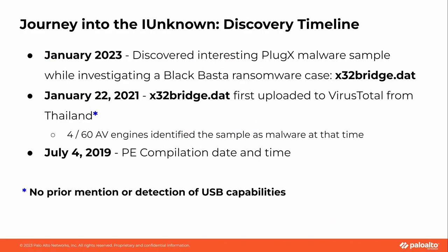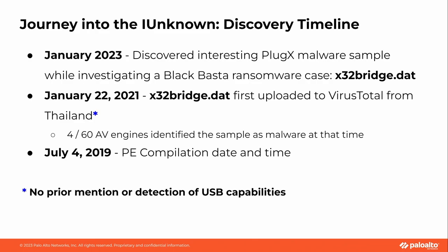So, journey into the IUnknown. For those who don't know, IUnknown is a pun to COM. IUnknown is the base interface for all COM interfaces. And this is our discovery timeline here. It's a little backwards. So in January of 2023, of this year, we discovered this x32bridge.dat while investigating a Black Basta ransomware case. It's not uncommon for us to find multiple threat actors deploying different tools. In this case, you have Black Basta using PlugX.